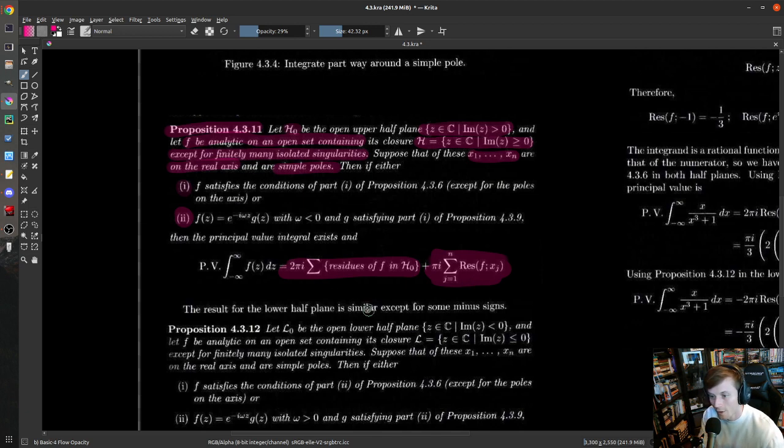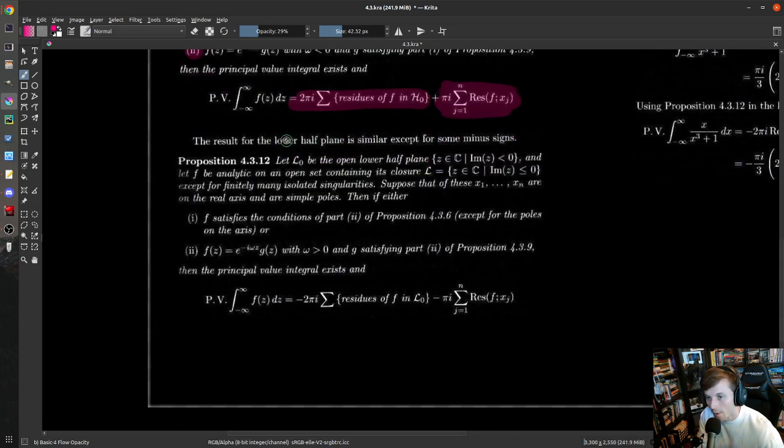Kind of smooth. All right, now if you do the lower half plane, can you imagine what will happen? Will it be the same as before? Will we get exactly the same thing except with minus signs? Exactly, yes. So proposition 4.3.12. Exactly the same everything, except now replace stuff with lower half plane.